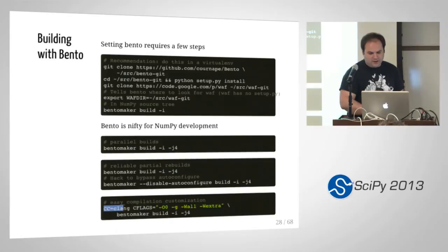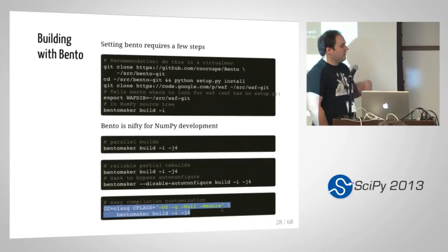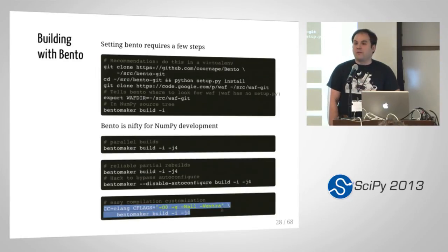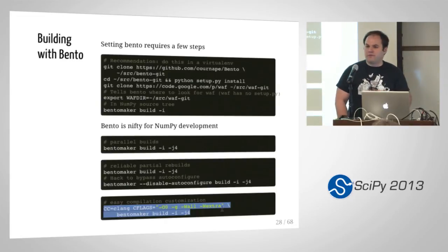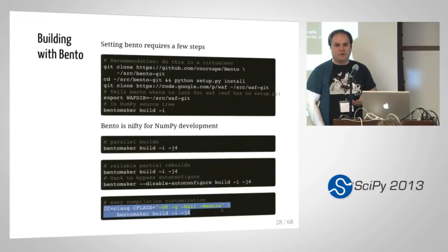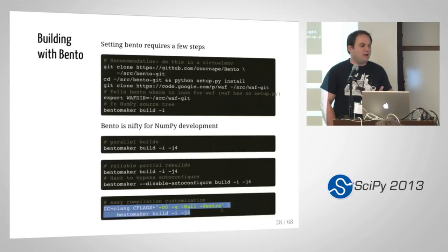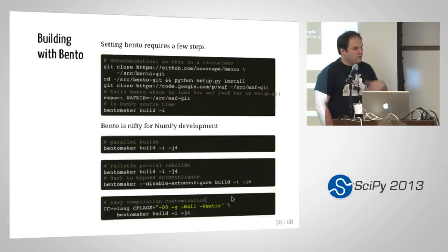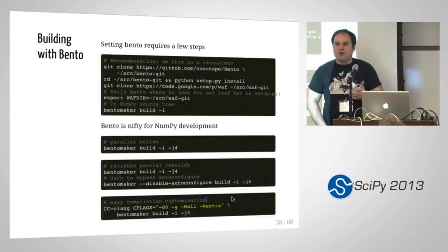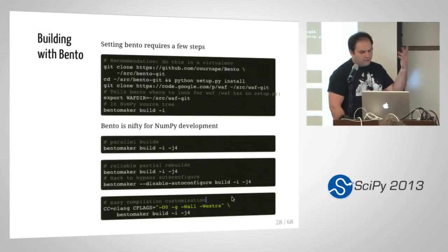And one last thing that is pretty useful with Bento is it's very easy to customize the compilation. So here in the last line, I just want to compile NumPy with Clang because Clang gives me better warning and error messages than GCC. And here I want to build a special debug build, no optimization, -g, keep all the debug symbols, and I want all the extra warnings that I can get from Clang.